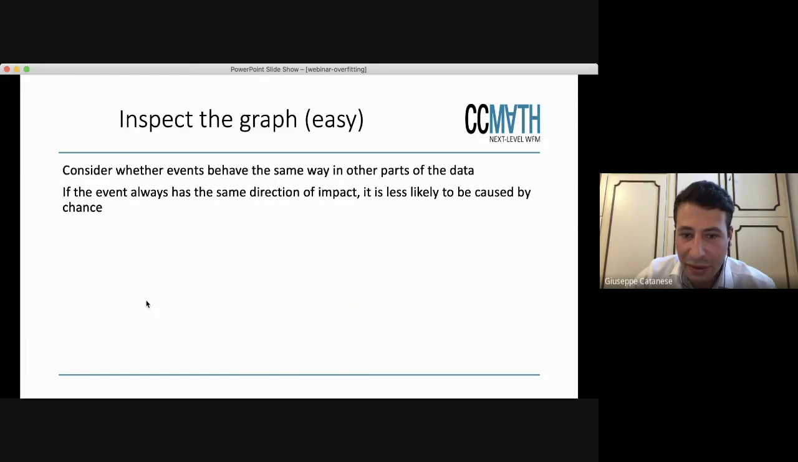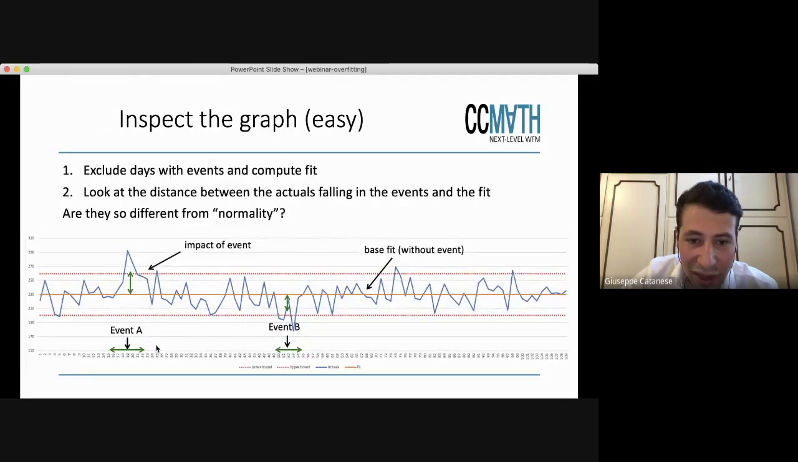We have event A and event B. At the beginning, we take these events out. Then we do the average, or we can also do a moving average, and this becomes our fit. What you can do is compare. You know already that you have an event A, and you know already that you have an event B. So what you do is go where event A was happening, and you see the distance between the fit and your actuals.